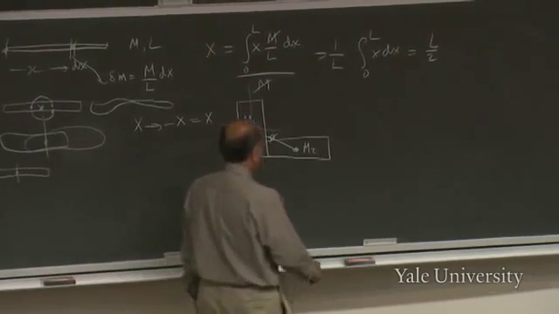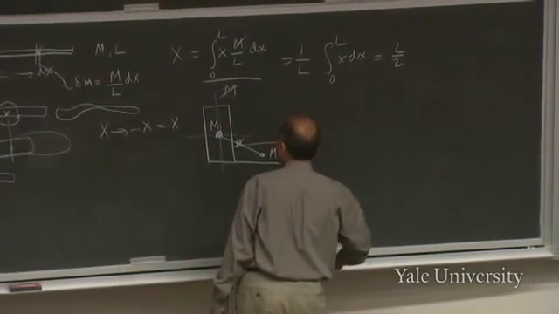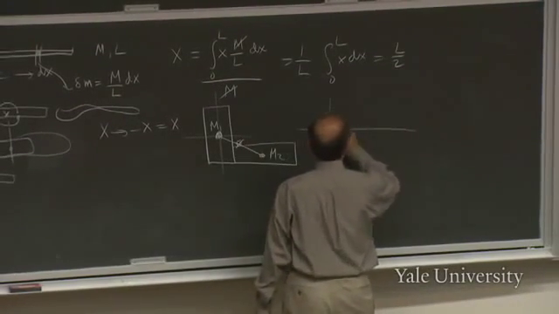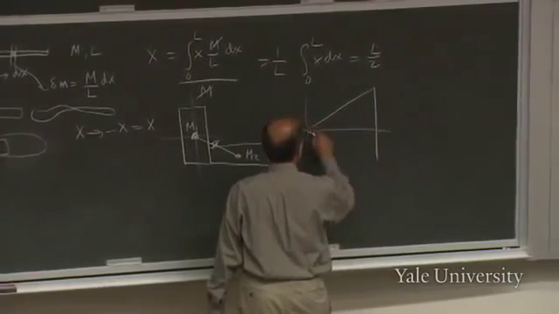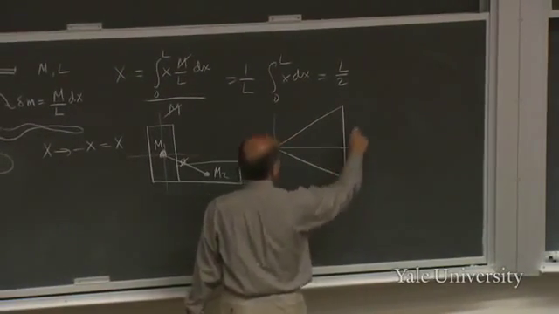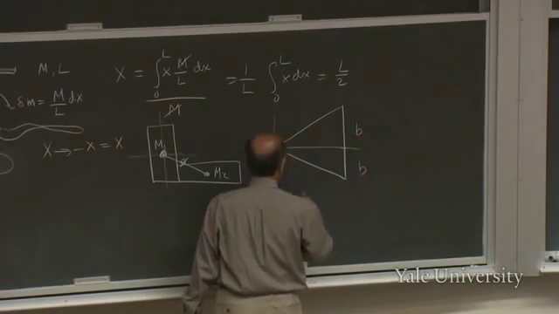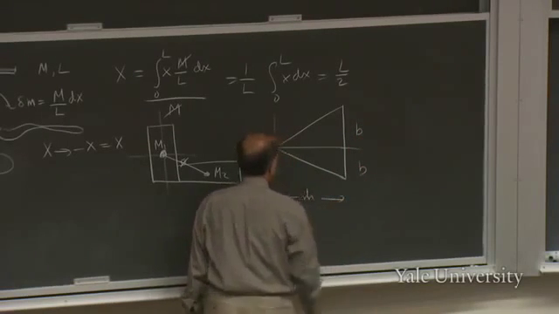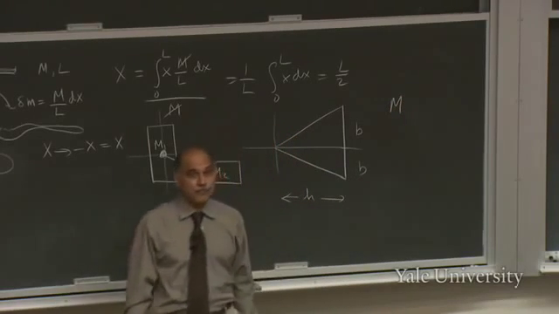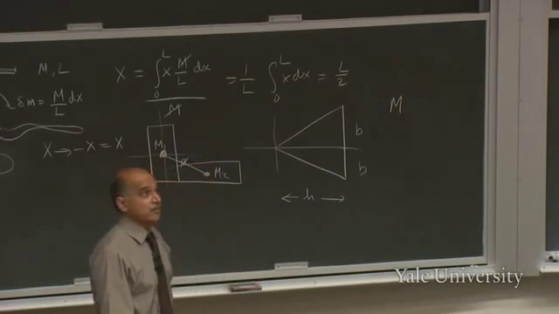Now let's take one more object, then I'm pretty much done with finding these centers of mass. The object I'm going to pick is a triangle that looks like this. It's supposed to be symmetric, even though I've drawn it this way. That is B, and that is B, and that distance is h. Let the mass be m.